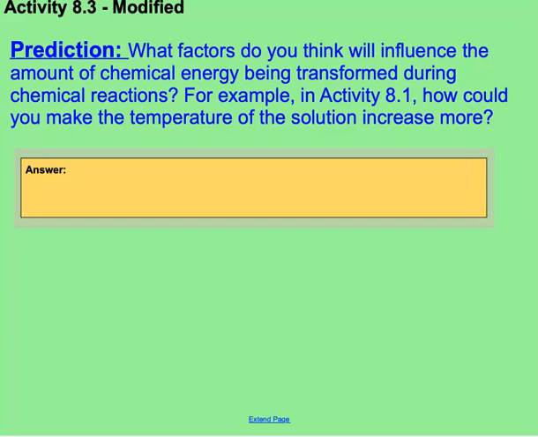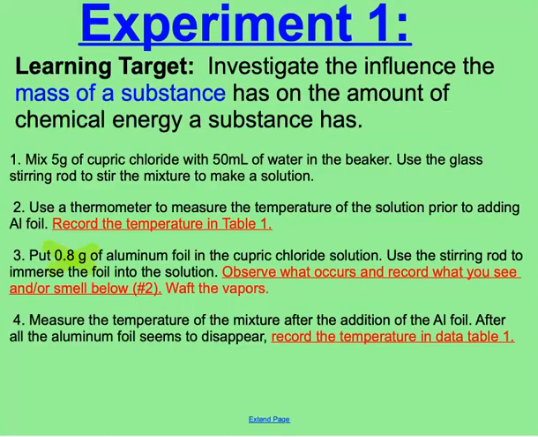All right, so this is what we're going to do in this lesson. In activity 8.3, and this is a video too, we're actually going to do two mini experiments. In the first one, it looks a lot like what we did before. The learning target for the first one is to investigate the influence of the mass of a substance and what kind of impact it has on the amount of chemical energy a substance has. So it looks just like what we did before.